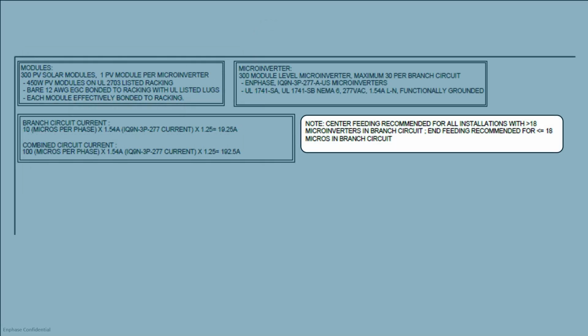Next, you can see that each circuit calls for center feeding. Center feeding is simply where we will connect our home runs to pull power from each circuit. Center feeding is required on every circuit that has more than 18 microinverters. There's an important note on the plans that calls out center feeding for all circuits larger than 18 microinverters.